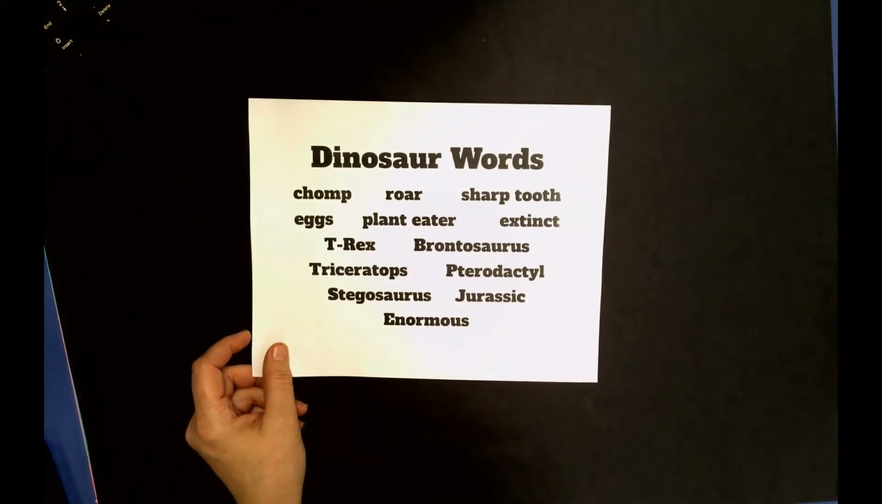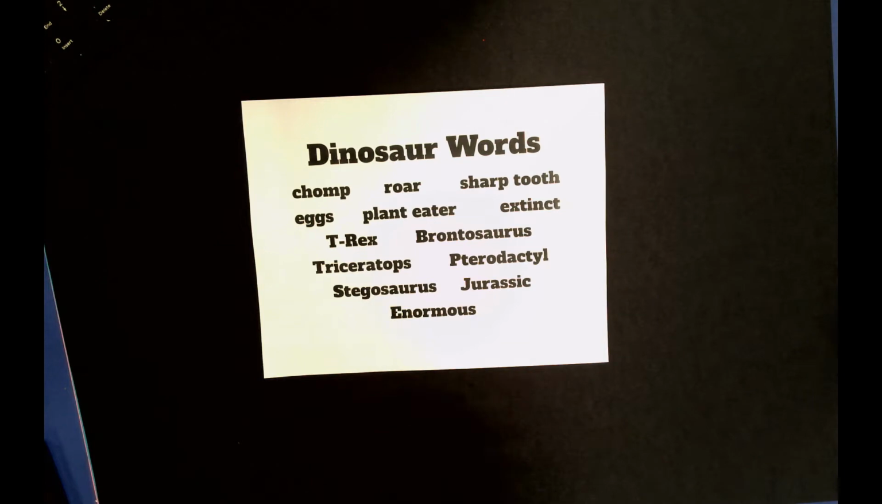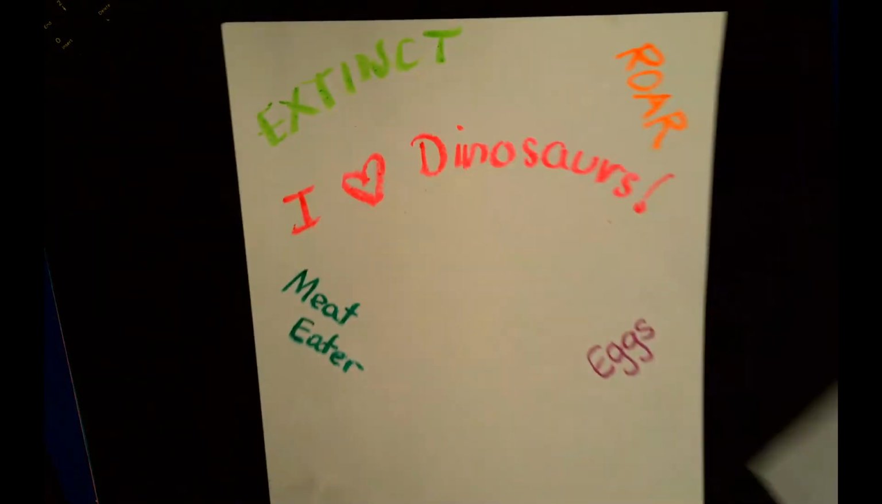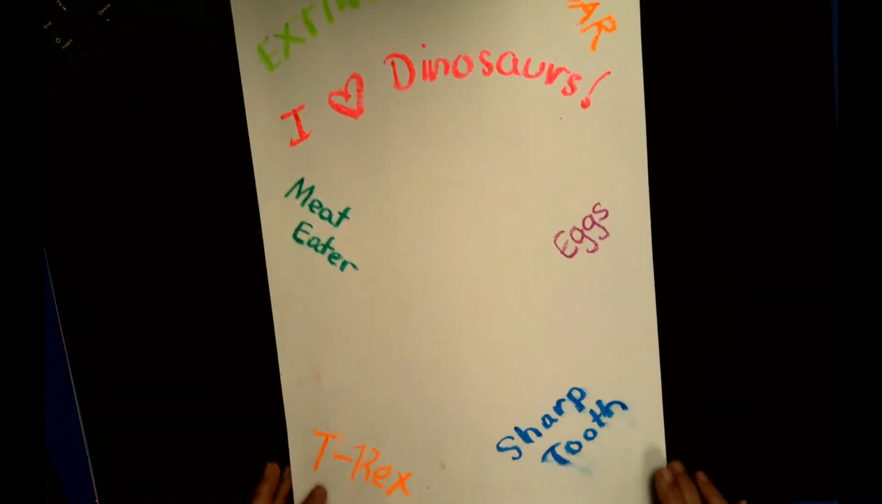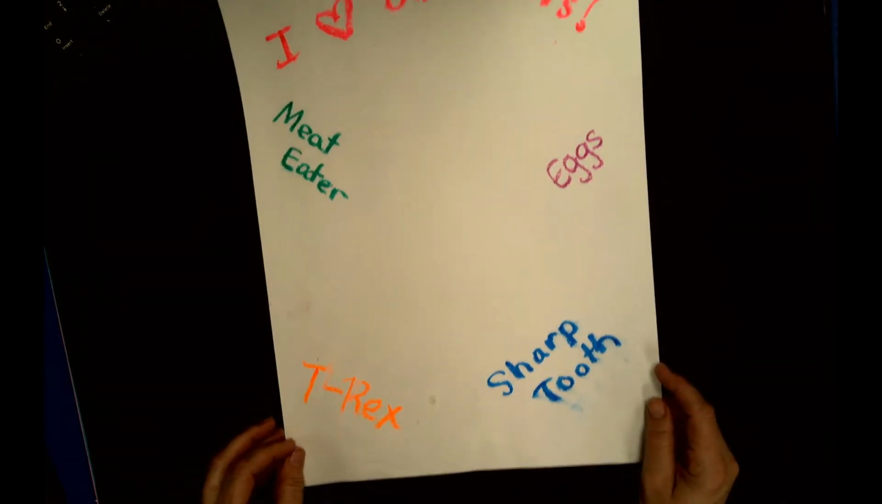Okay, so Mrs. Walker's probably going to sit and brainstorm with you, but I thought of a few here. These are some of the words that kind of came to my mind when I was thinking about dinosaurs, and hopefully we have come up with even more words to describe dinosaurs, okay? And we're going to take those words and use an oil pastel, and we're going to just write them all over our piece of paper, okay?